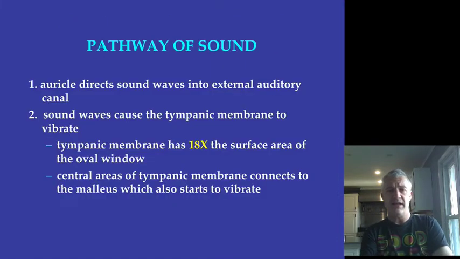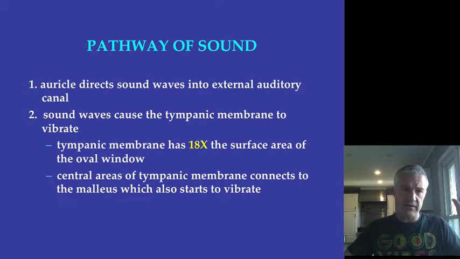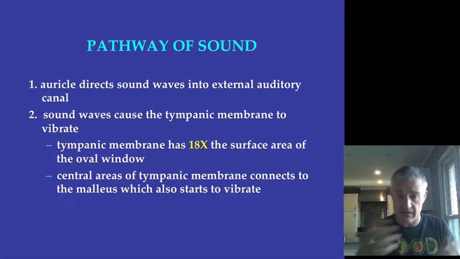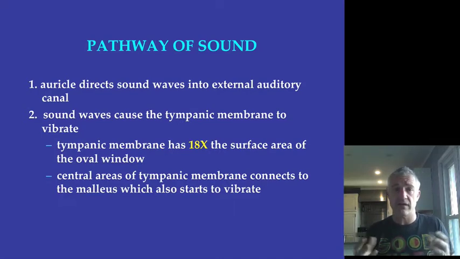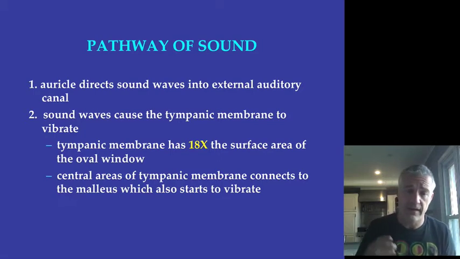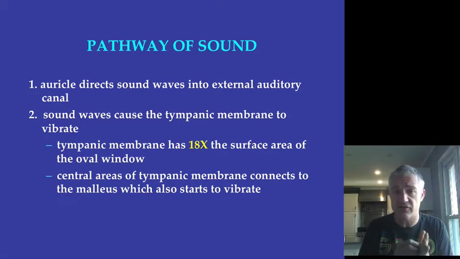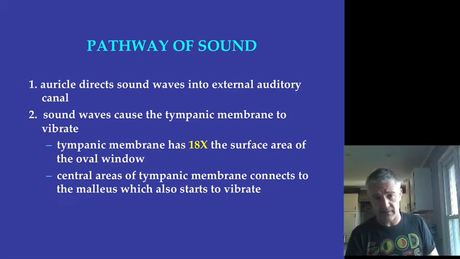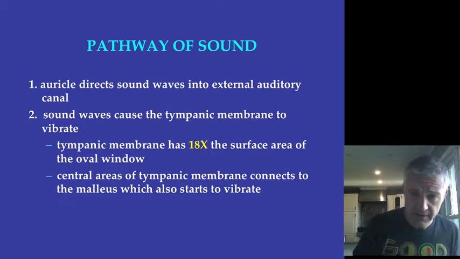So to give you the basics of how this works, we're going to have sound waves starting out here. They're going to be directed into the auditory canal by the auricle. Those sound waves are vibrations in the air, and because the tympanic membrane is much larger than the oval window, and we have a direct mechanical connection between those, we can generate a lot of movement in that oval window.